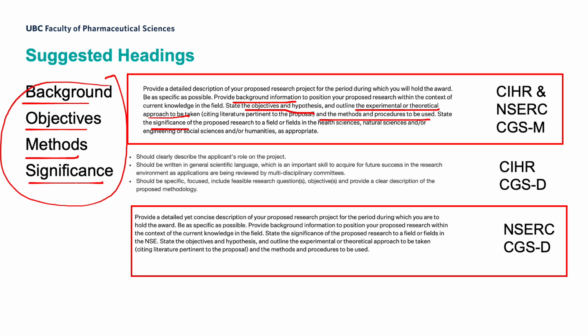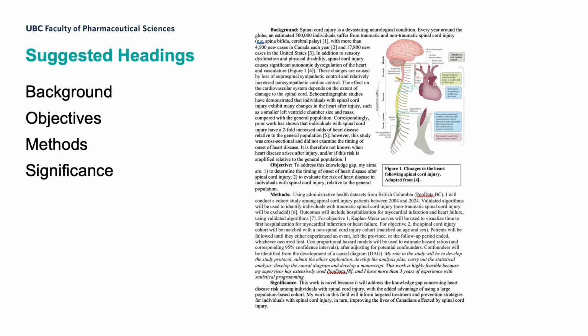The CIHR CGS-D gives a little bit less information, but the NSERC CGS-D has almost the same kind of description as for the master's level. But regardless, I really recommend using headings, and you can say background or introduction. You can use slightly different terms, but I recommend these general headings. And this is a sample research proposal here. And you can see these specific headings in terms of, again, background, objective, methods, and then also significance here.